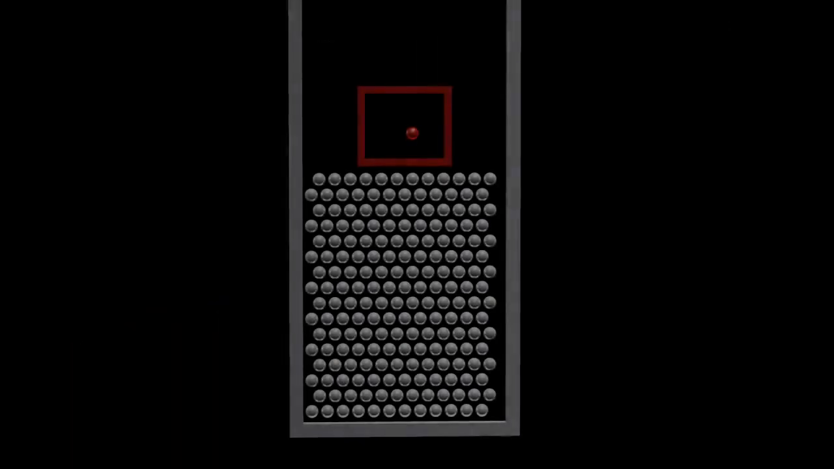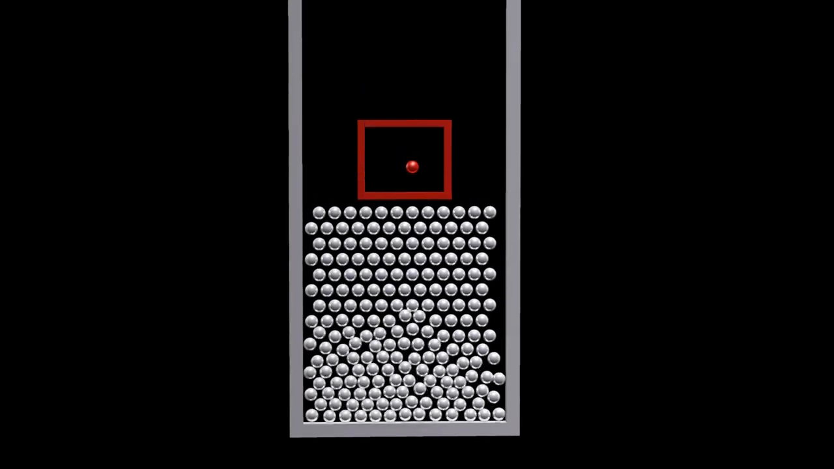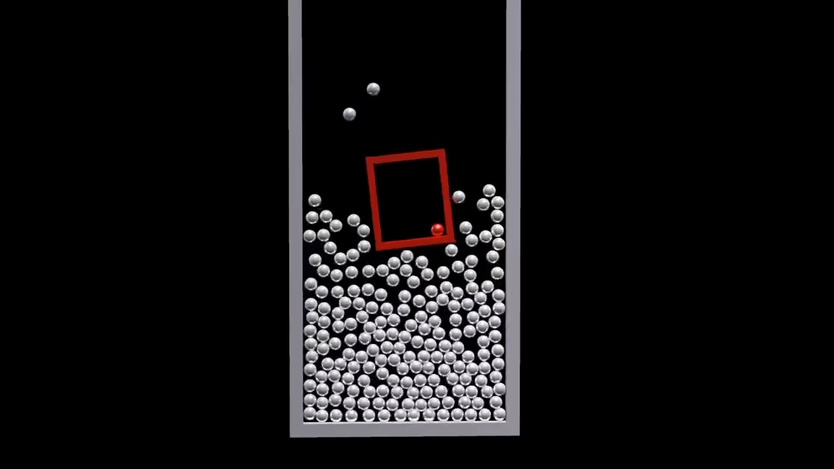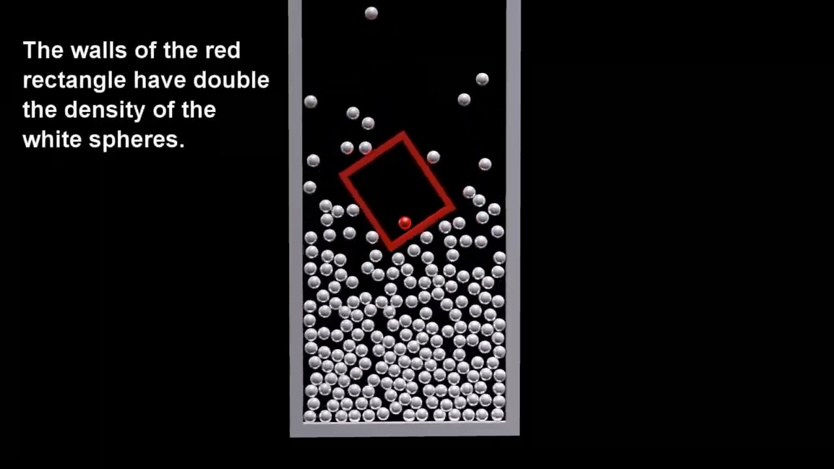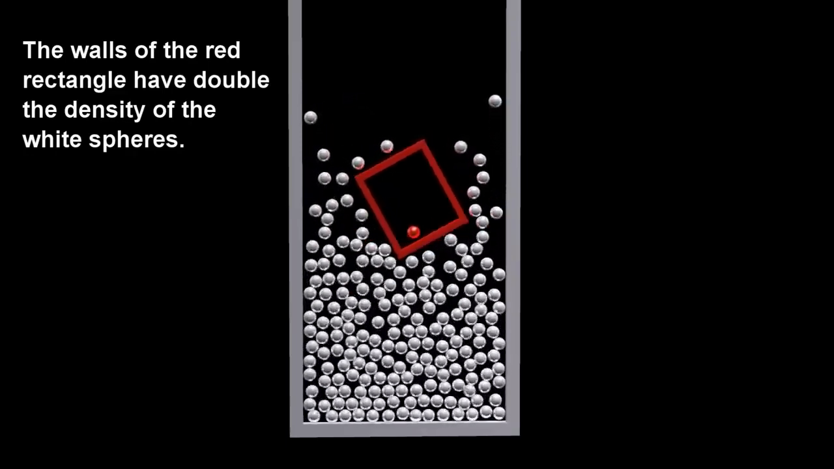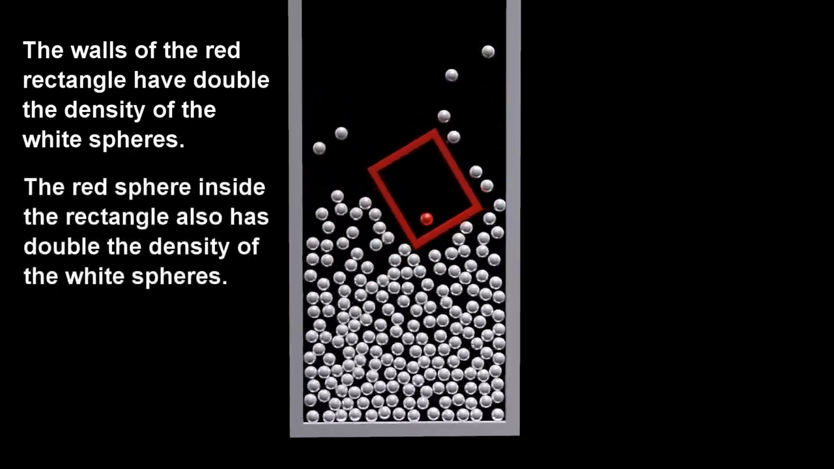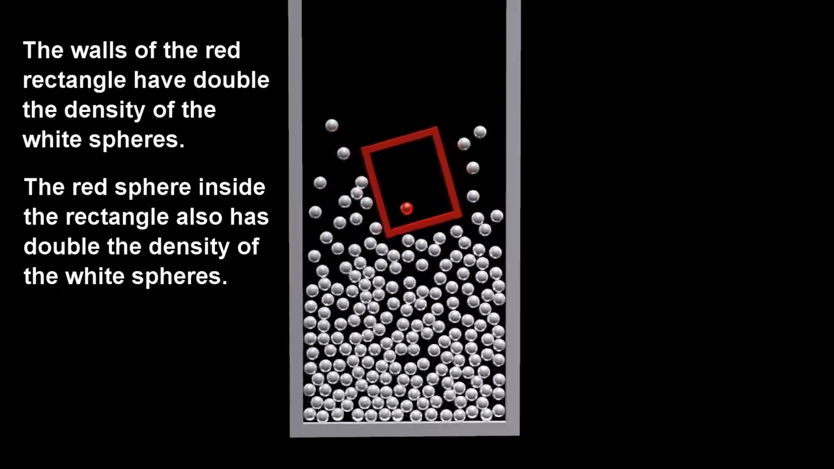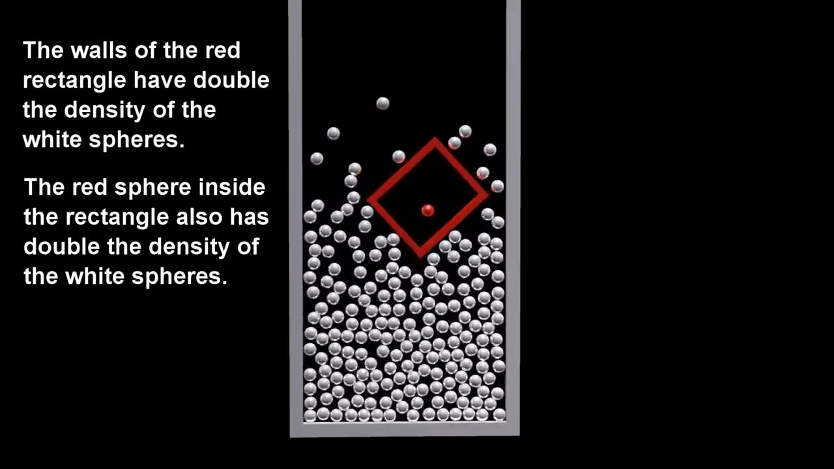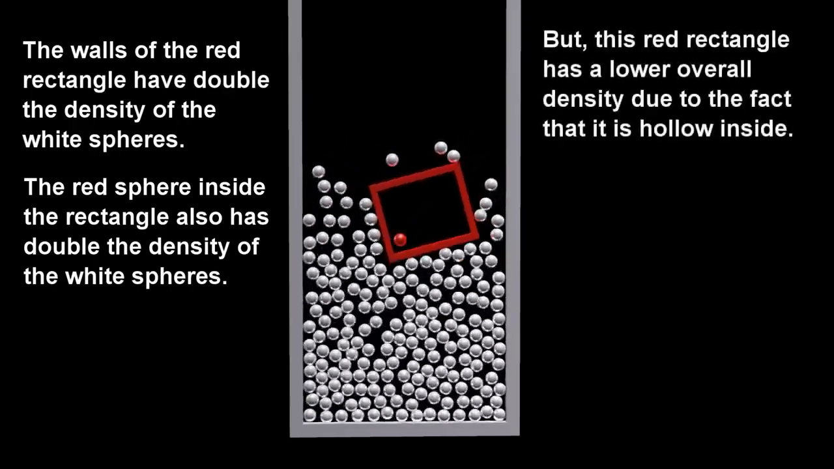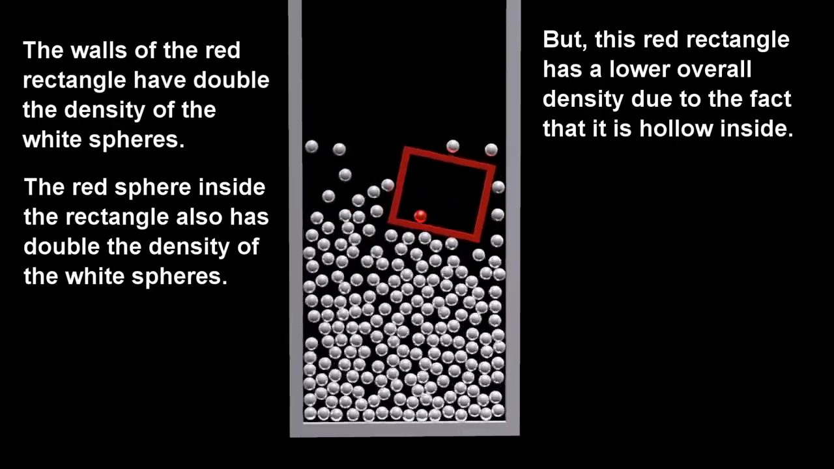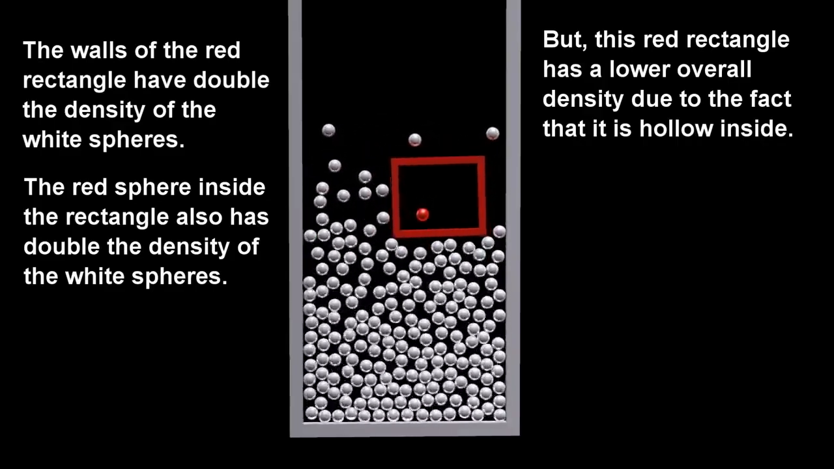Throughout this video, all red objects will have double the density of the white objects. The walls of the red rectangle have double the density of the white spheres. The red sphere inside the rectangle also has double the density of the white spheres. But this red rectangle has a lower overall density due to the fact that it's hollow inside.